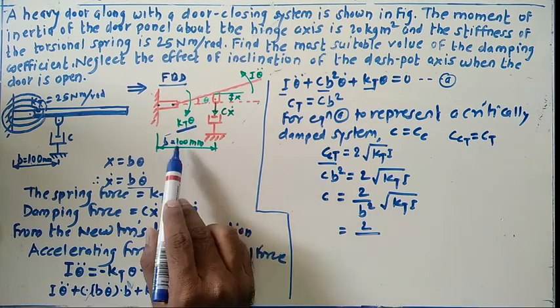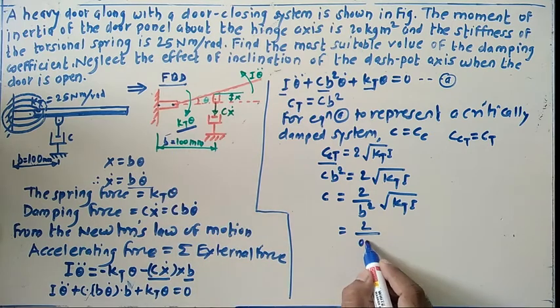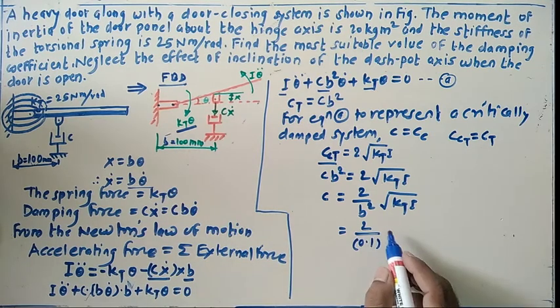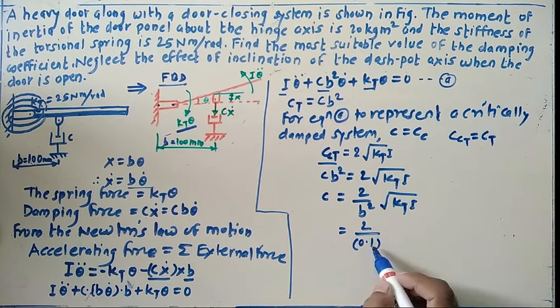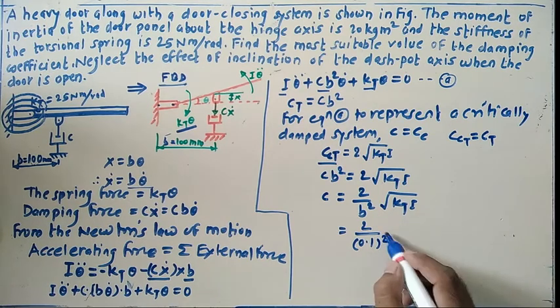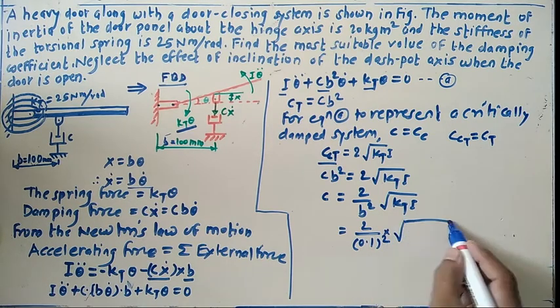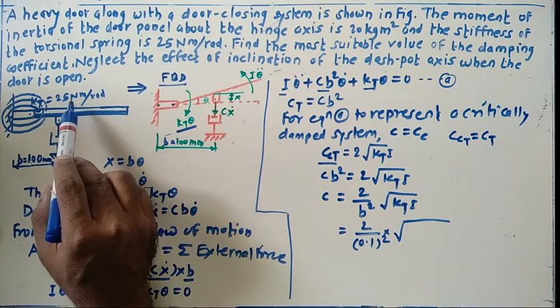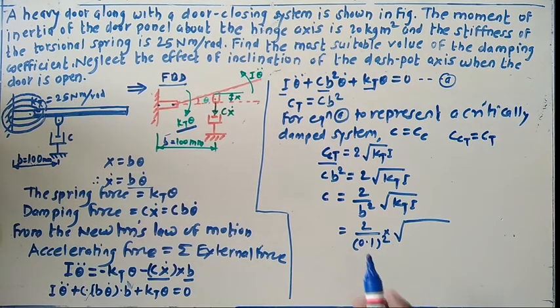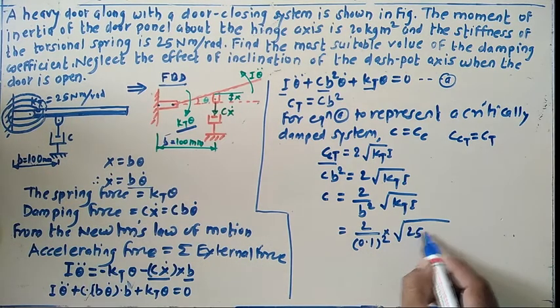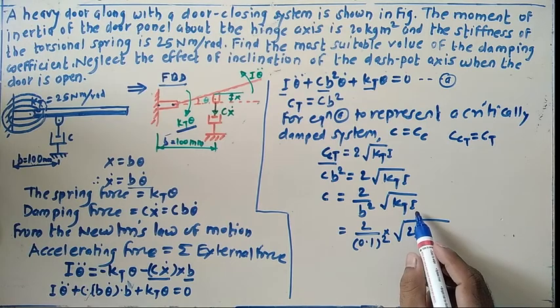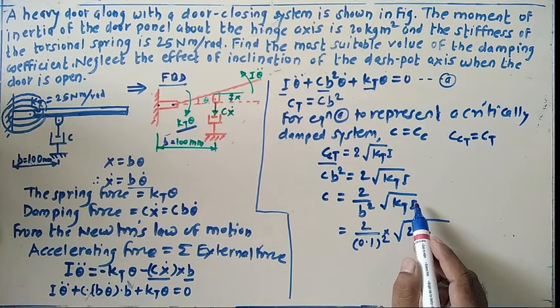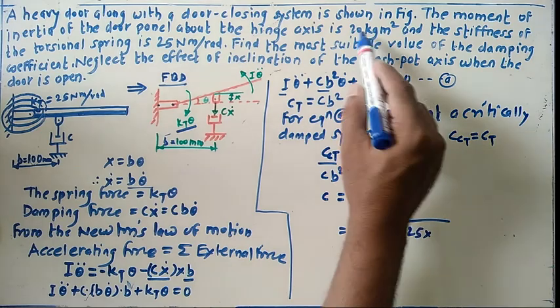So B is 100 mm. So convert this into meter by multiplying by 10 raised to minus 3. So we can get 0.1 square of this one multiplied by square root of KT. So what's the value for the KT? Already given in the problem. So what's about the KT? 25 Newton meter per radian. This value with us. So 25 multiplied by, what's the value for the I? I already given, moment of inertia 20 kilogram meter square.